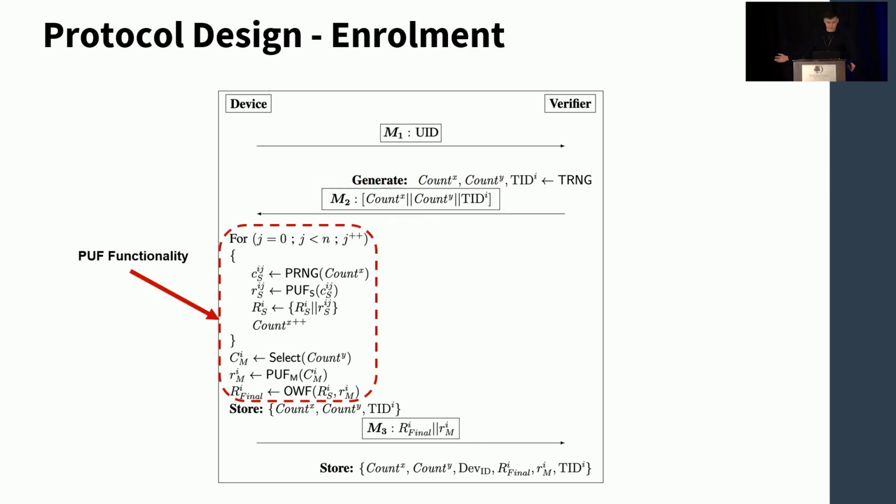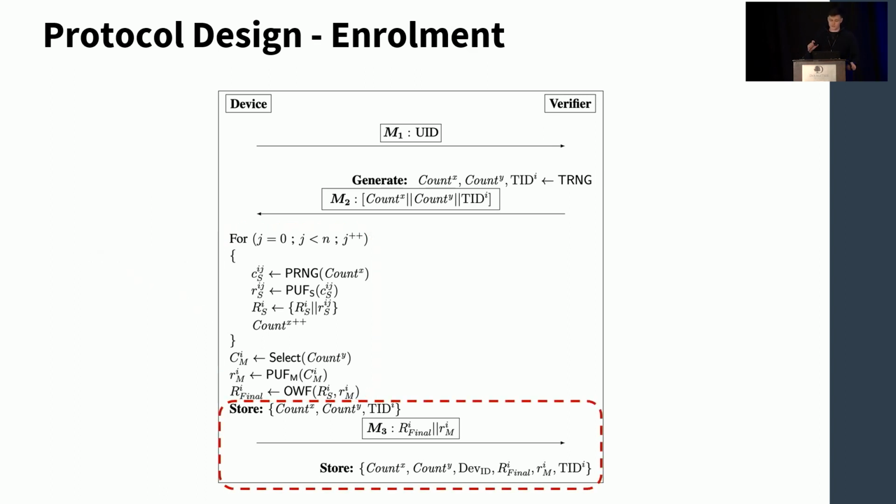So then we have our PUF functionality. This is just the same procedure as I mentioned in the previous diagram, where we generate in the for loop multiple bits, and this can be n number of bits for however many bits we want to generate. And then we generate our R final.